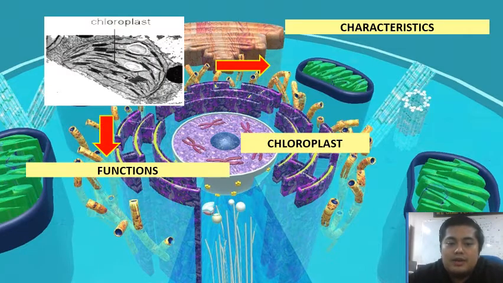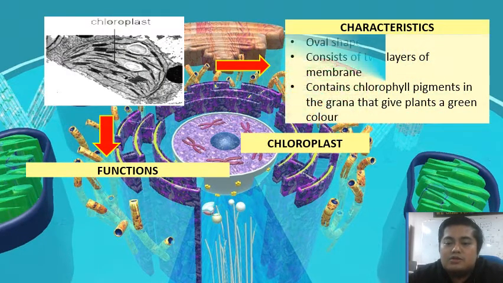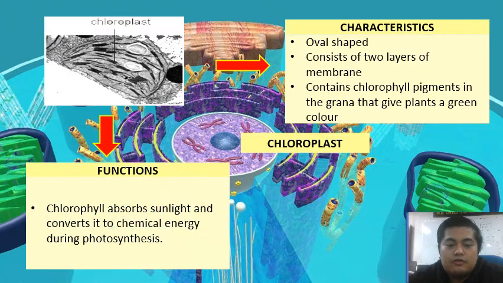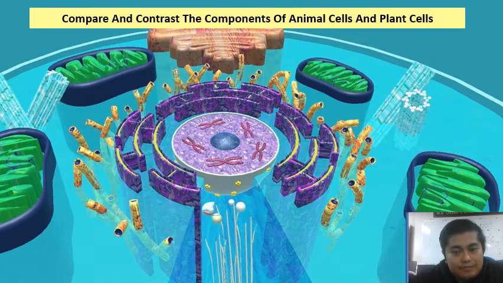Next, we have our chloroplast. So chloroplast is also a double layer membrane. Macam siapa tadi? Macam kita punya mitochondria. Dia ada dua layer. Contains chlorophyll pigment in the grana that gives the plant a green color. So fungsi dia, the chlorophyll inside the chloroplast will absorb sunlight and convert it into chemical energy during photosynthesis.